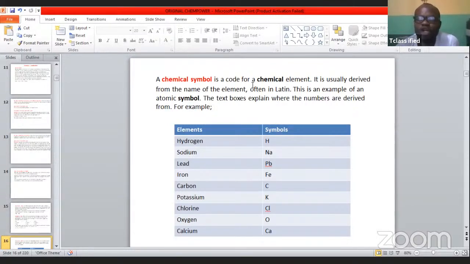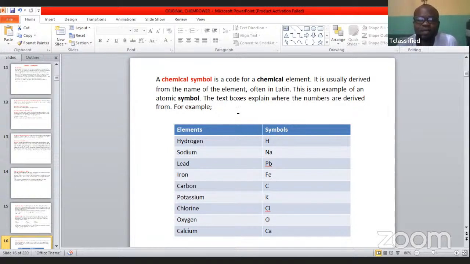So a chemical symbol is a code for chemical elements. You need to know them, because when you're writing your chemical equations, you're not writing hydrogen in full or sodium in full. You have to abbreviate, so in order to write clearly, you're using chemical symbols. A chemical symbol is a code for an element. It is usually derived from the name of the element, often in Latin. So take note, those names are often in Latin, and that's why some of them don't have any flat resemblance to the English name that they bear.